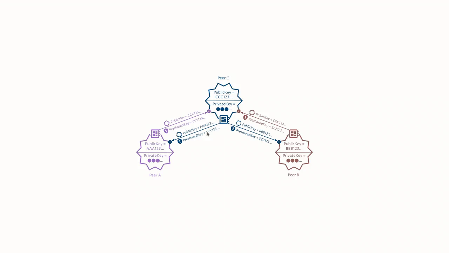So in this diagram you see that we've configured the connection between peer C and peer A with a pre-shared key of YYY123 blah blah blah, which has to be configured on both sides of the connection. So peer C has that pre-shared key YYY123 blah blah blah, and peer A has that same pre-shared key YYY123 blah blah blah.